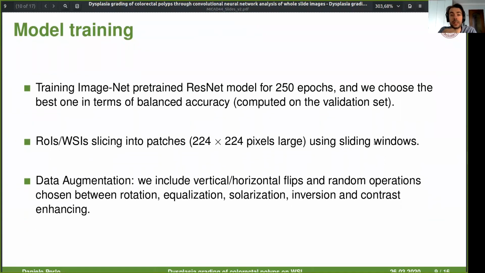Our model is a ResNet that was ImageNet pre-trained. We train it for 250 epochs, and we choose the best model in terms of balanced accuracy on the validation set. We also use a lot of data augmentation that includes vertical and horizontal flips and some random operations like rotation, equalization, solarization, inversion, and contrast enhancing.